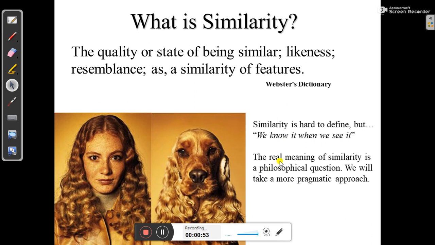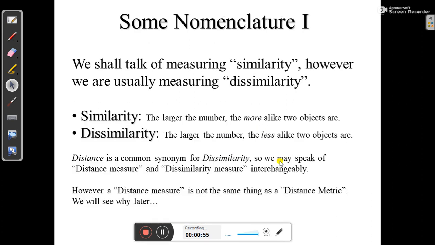We will take a more pragmatic approach. So we shall talk about measuring similarity now. However, we are usually measuring dissimilarity. So try to understand this concept. Whenever we try to measure the similarity of two objects, we are also trying to measure the dissimilarity. Similarity means the larger the number, the more alike two objects are.